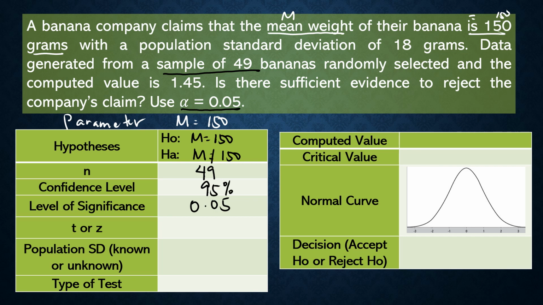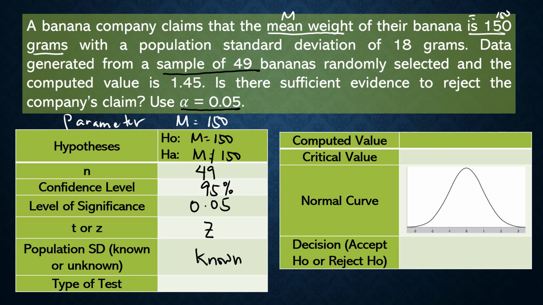Now, for the appropriate test statistics, we're going to use z. Why? Because we already know that n is equal to 49, which is greater than or equal to 30. Sorry, this is z, rather. This is z because n is greater than or equal to 30. Again, we will only use t-value if n is less than 30. At the same time, we use z because the population standard deviation is known.